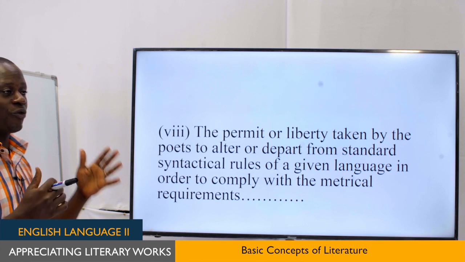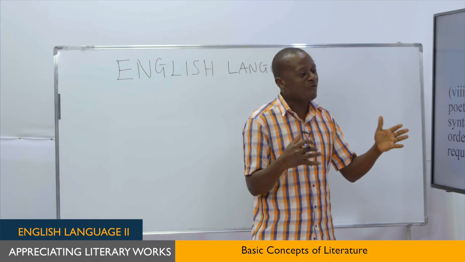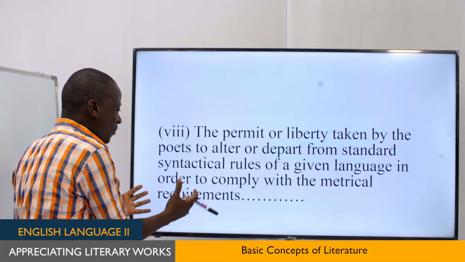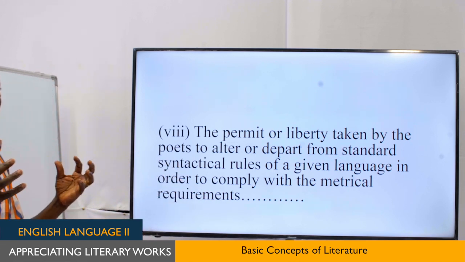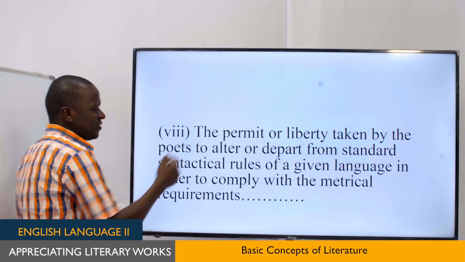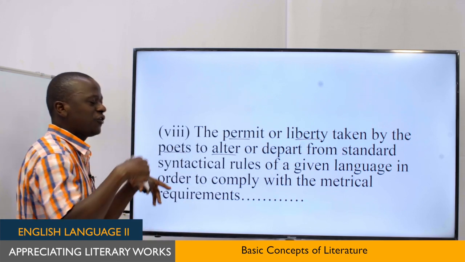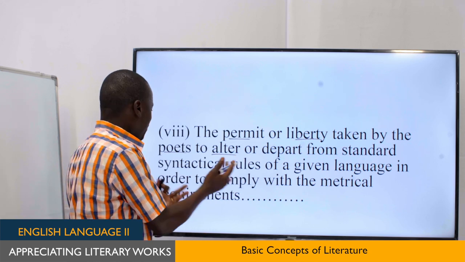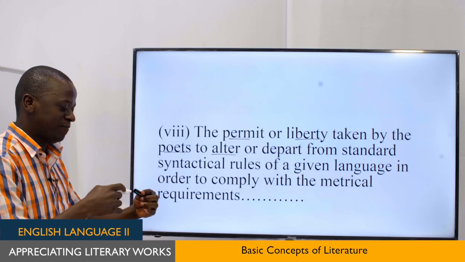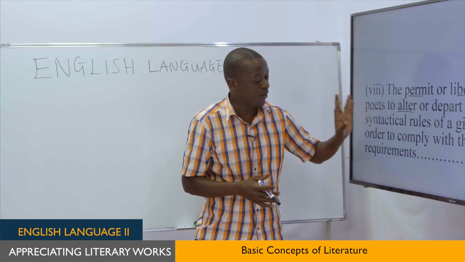As it reads on the screen, it is the permit or liberty taken by the poets to alter or depart from standard syntactical rules of a given language in order to comply with metrical requirements. Now, can you tell the concept that fits here, when poets purposely deviate from the syntactical rules of the given language? It's a permit, my students, a liberty taken by the poets to alter, to depart or to deviate from the standard syntactical rules which govern the particular language. The poets tend to deviate primarily to comply with the metrical requirements. Now, can you tell the literary term that fits here?